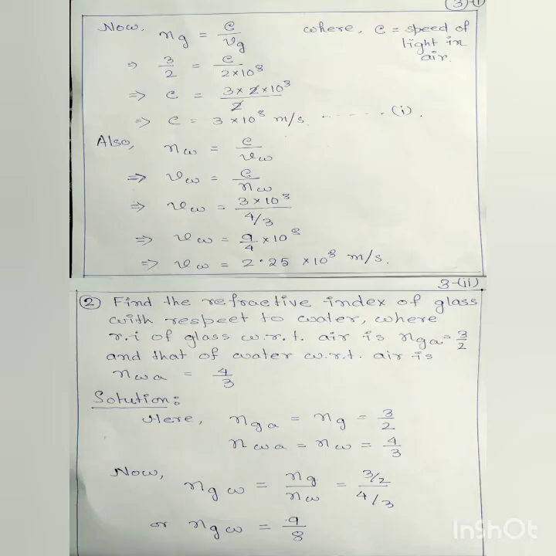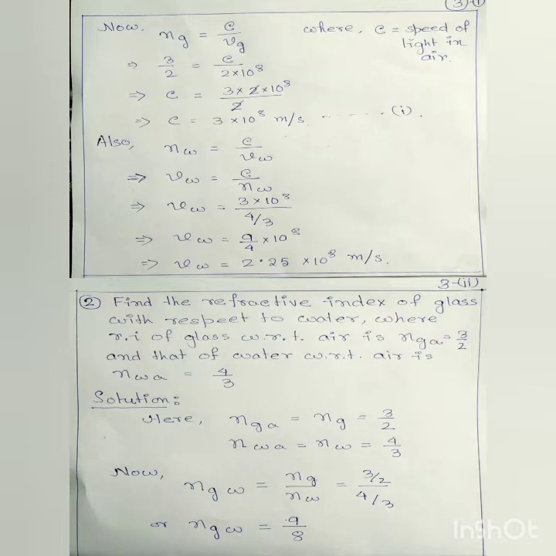Now refractive index of glass is equals to C by Vg, where C is the speed of light in air. We know the speed of light, that is 3 into 10 to the power 8 meter per second, but we will not use that value. We will find out its value through the following method. Now we have to substitute the value of refractive index of glass, that is 3 by 2, and velocity of light through the glass, that is 2 into 10 to the power 8. Just substitute the value and we will get the speed of light in air, that is 3 into 10 to the power 8 meter per second, and give this equation number 1.